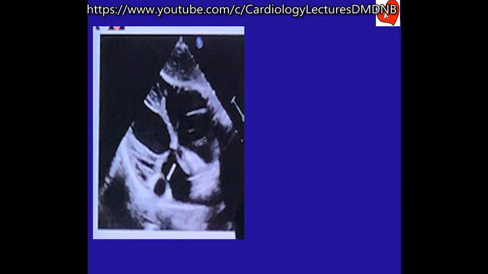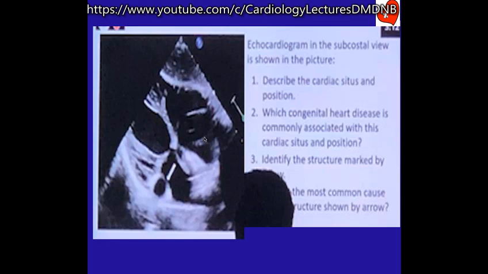So why can't you diagnose all this? Everything is there in that echo. Now the question they asked was, okay, describe the cardiac situs and position. Now that you didn't answer till I asked. Which congenital heart disease is most commonly associated with this situs and position?